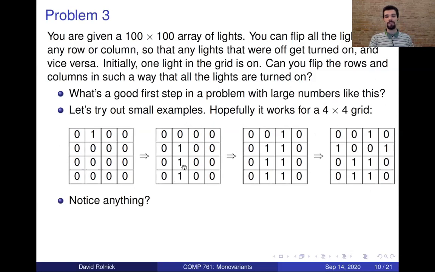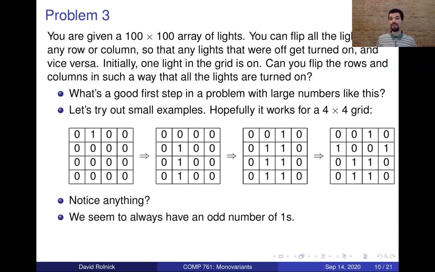Yeah. So we seem to always have an odd number of ones. We started out with 1, then we get 3, now we have 7. And then we end up with however many this is. This is also 7. Interesting. Is this always true? And if so, why? Try a small example, find a pattern, see if it's true. Is it true just even for the 4x4 grid?